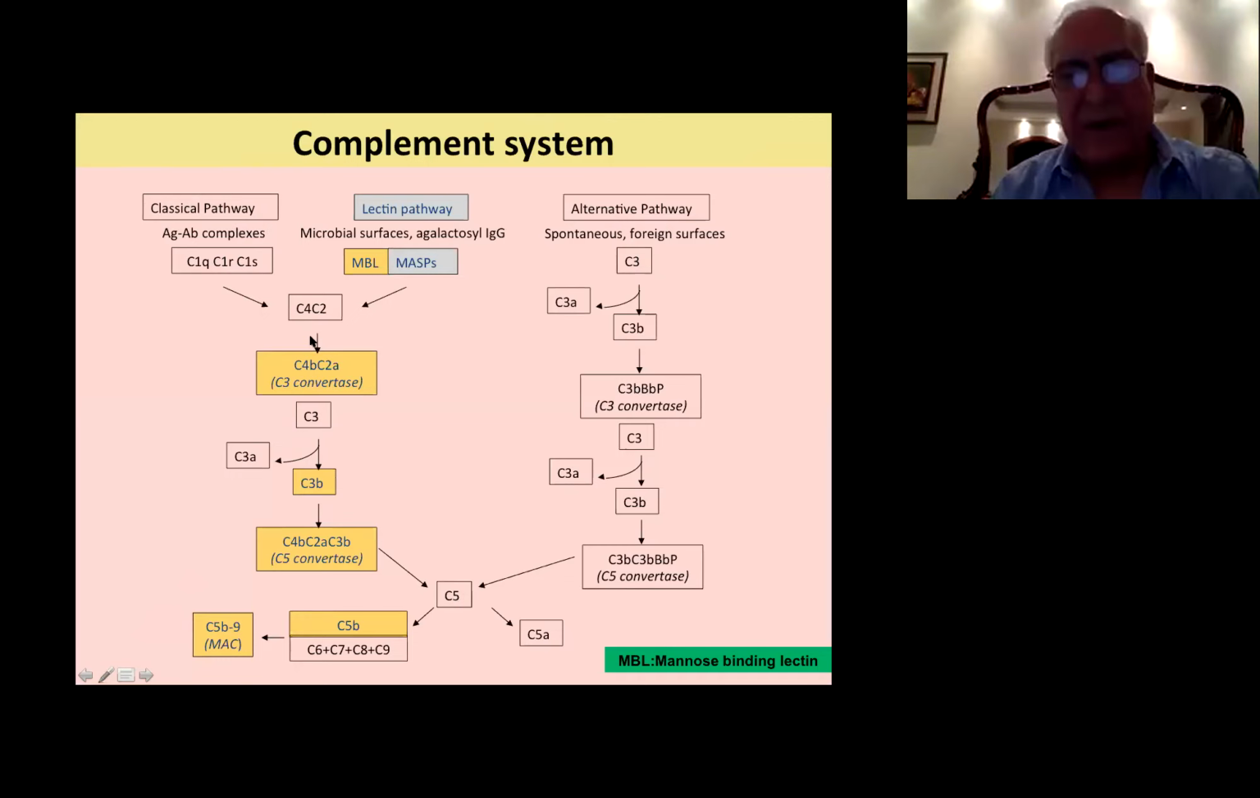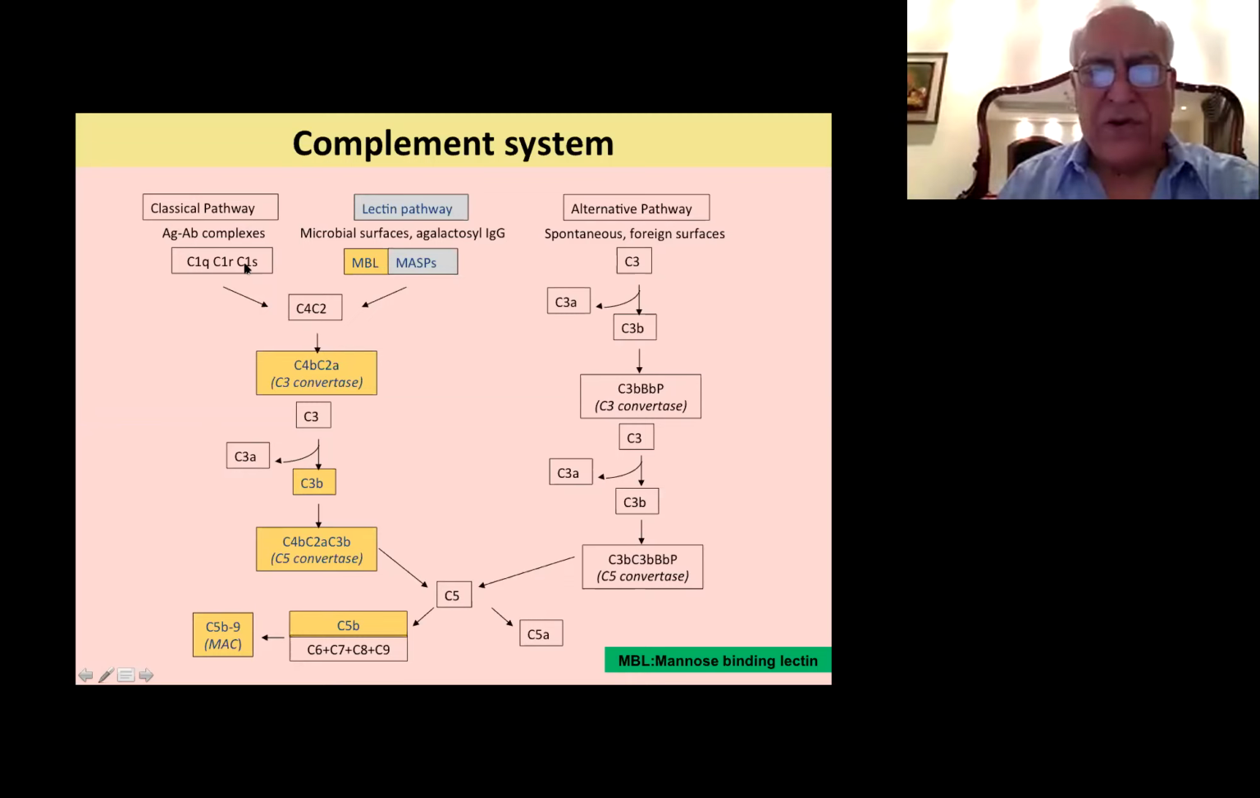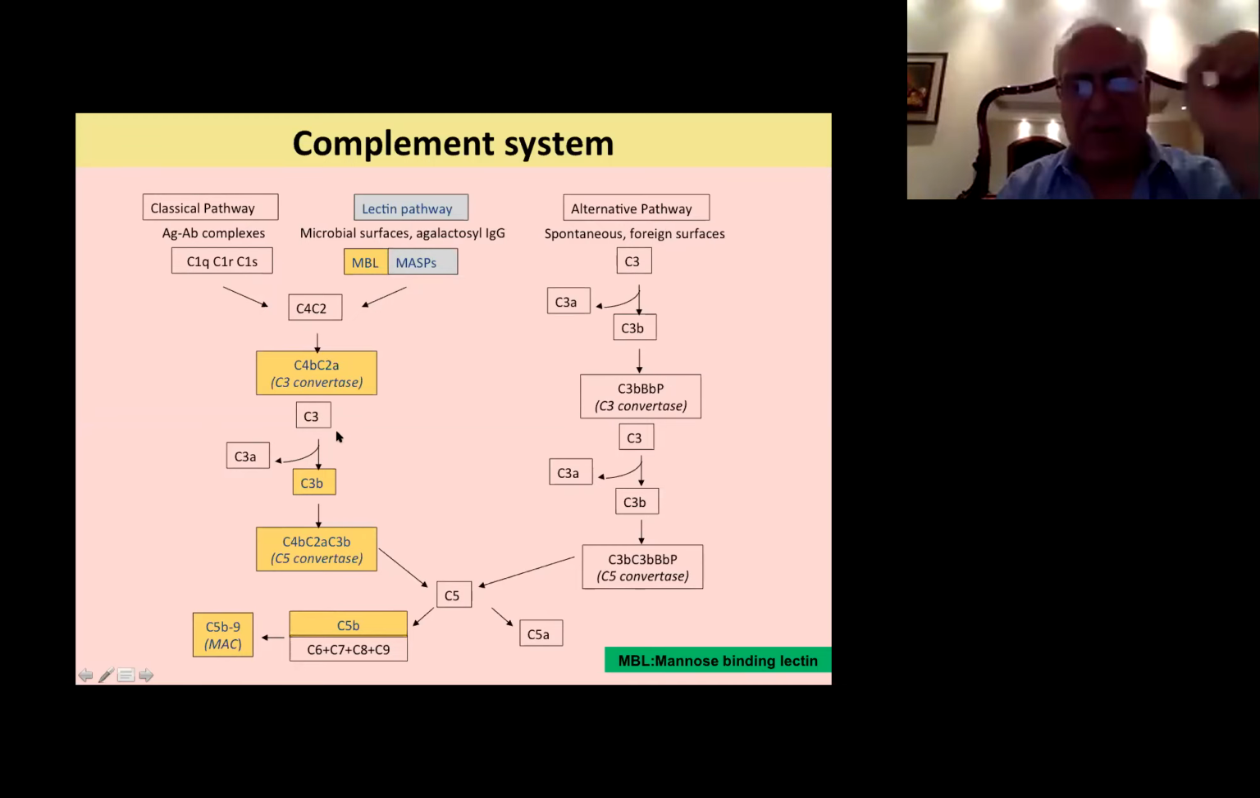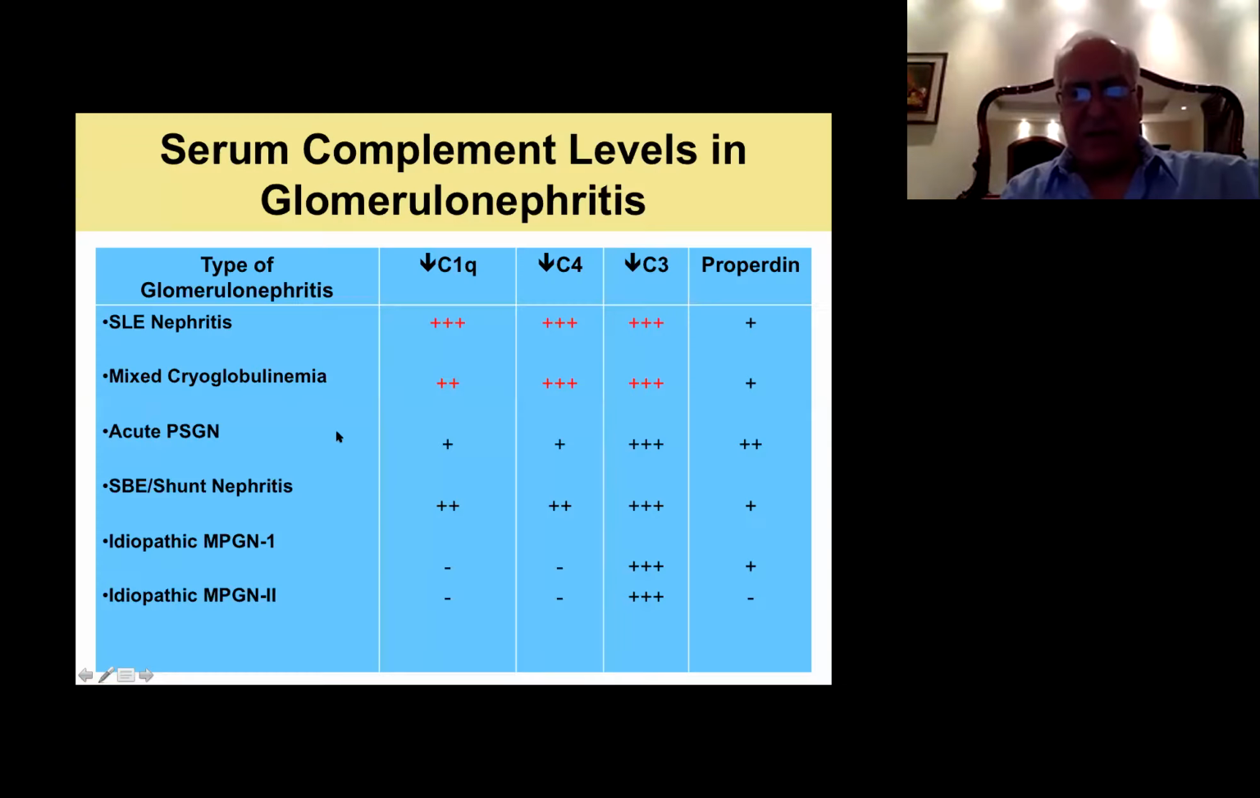But you have to remember, in the classic pathway, the early components of the complement system will be depleted. In the alternate pathway, the early components will be saved. Then you have the lectin pathway, which is mannose binding lectin. It can proceed more or less like the early complement component activation of the system. I put this slide for you here.